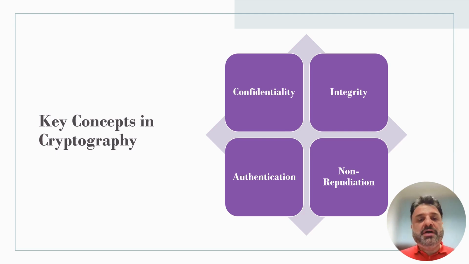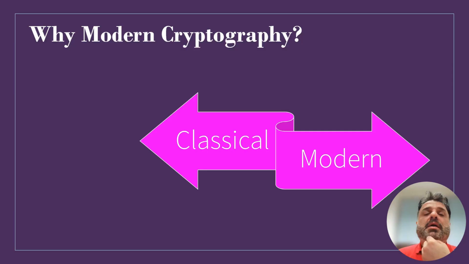Another concept is non-repudiation. It ensures that a sender cannot deny having sent a message. A digital signature, as an example, is tied to the sender's private key to achieve non-repudiation. Modern cryptography evolved to address the weaknesses and limitations of classical cryptography. It's a cornerstone of today's secure communication, ensuring that our digital interactions remain private, trustworthy, and resilient against threats.